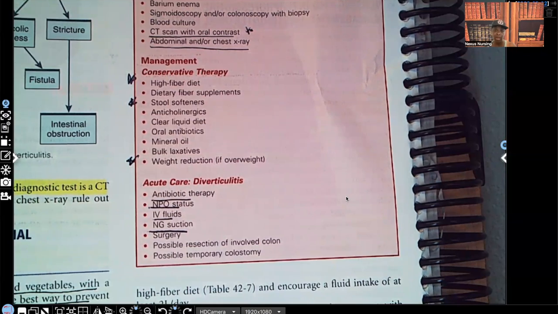We also don't want that patient to get ulcers. So they're definitely going to be on NG suction. And you're going to be watching out for signs and symptoms of peritonitis. Guys, that is your diverticulosis and diverticulitis in a nutshell.